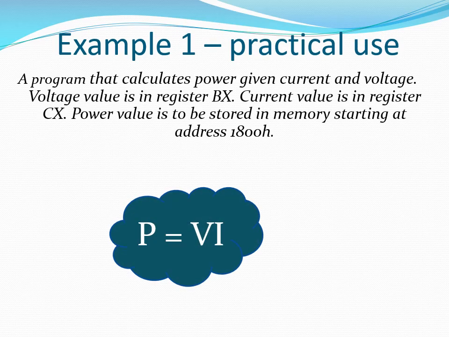A second example is a program that calculates power given current and voltage. In our example, the voltage value is in register BX and the current value is in register CX. The power value is required to be stored in memory starting at address 1800H. Let's look at the program.